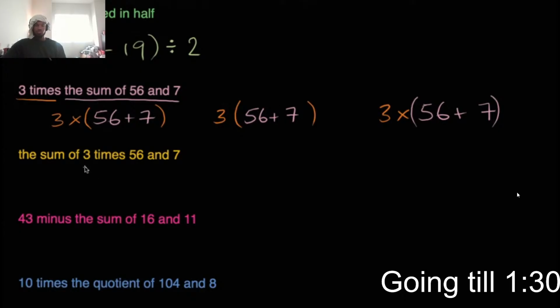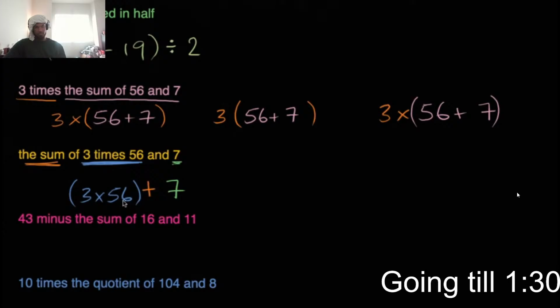The sum of 3 times 56 and 7. So we're going to take the sum of 2 things. The first thing that we're going to take the sum of is 3 times 56, and 7. And let me do it in a different color. So this right over here is the sum of 3 times 56 and 7.